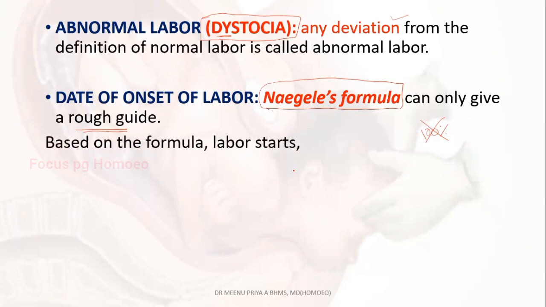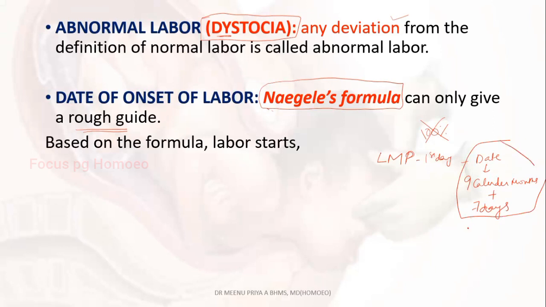Based on the formula, labor starts. Now, what is the formula? You have to know the LMP, the last menstrual period, that means the first day of the last menstrual period. To that date, you should add 9 calendar months plus 7 days. This will give approximately the EDD, and this is called Naegele's formula. It will come up in one more slide. We will solve it with an example.